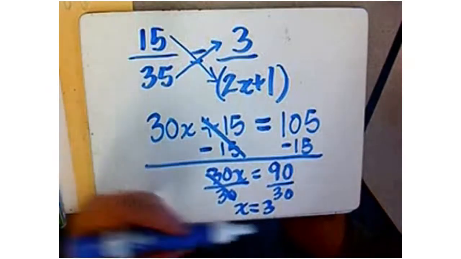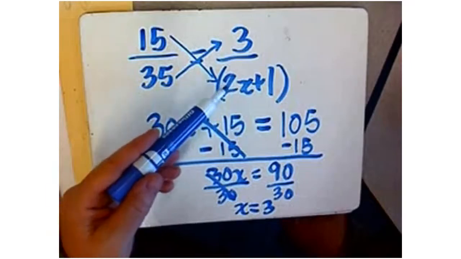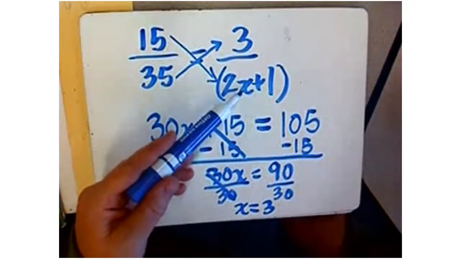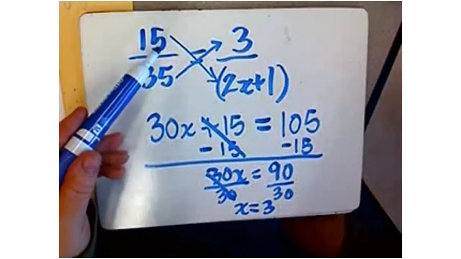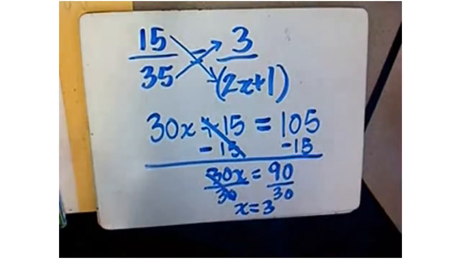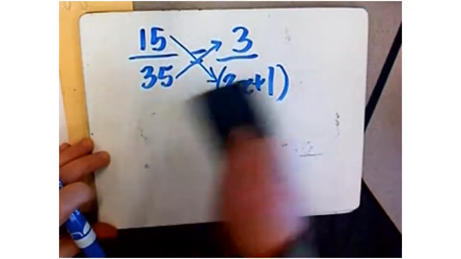And if you want to check it, you plug the 3 back into your original equation. You'd have 2 times 3 is 6, plus 1 is 7. 7 times 15 is 105, and 35 times 3 is 105. And it takes you through that proof process: the original equation and the cross product, and using your distributive property, subtraction property of equality, division property of equality, and simplifying and checking.